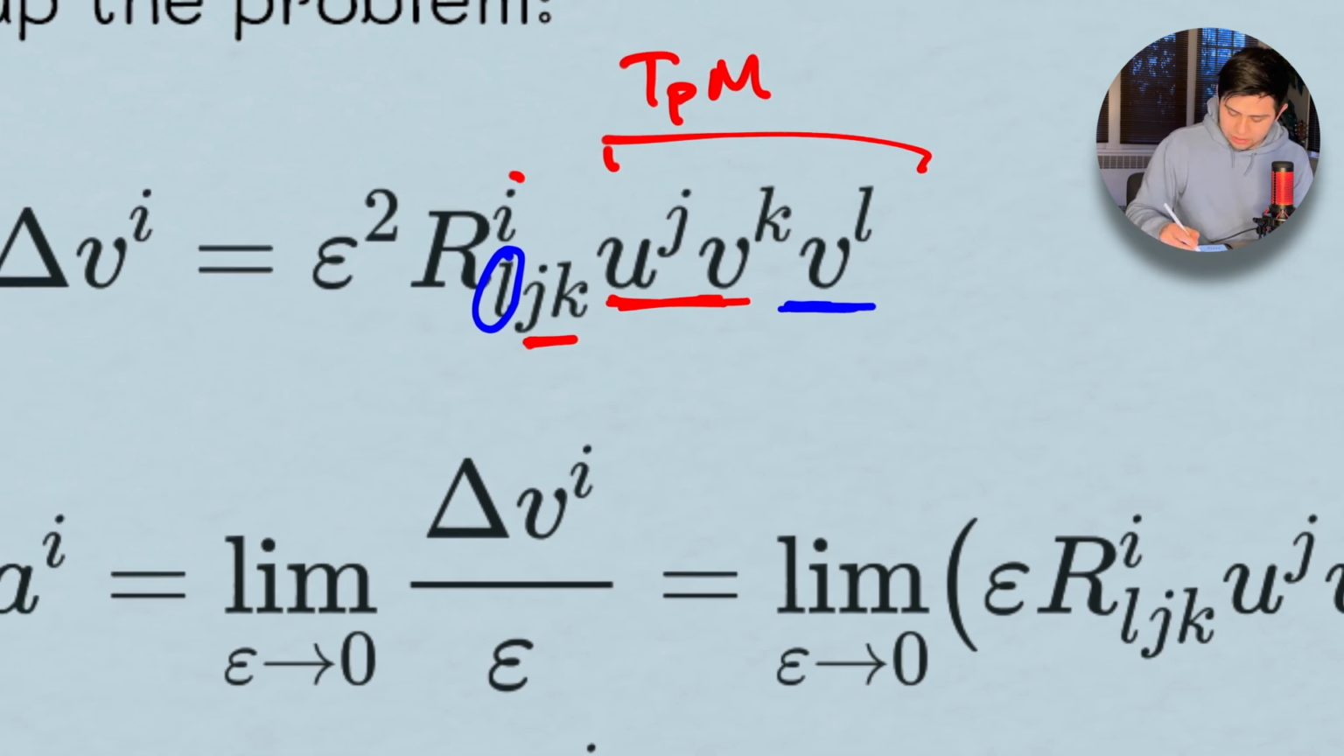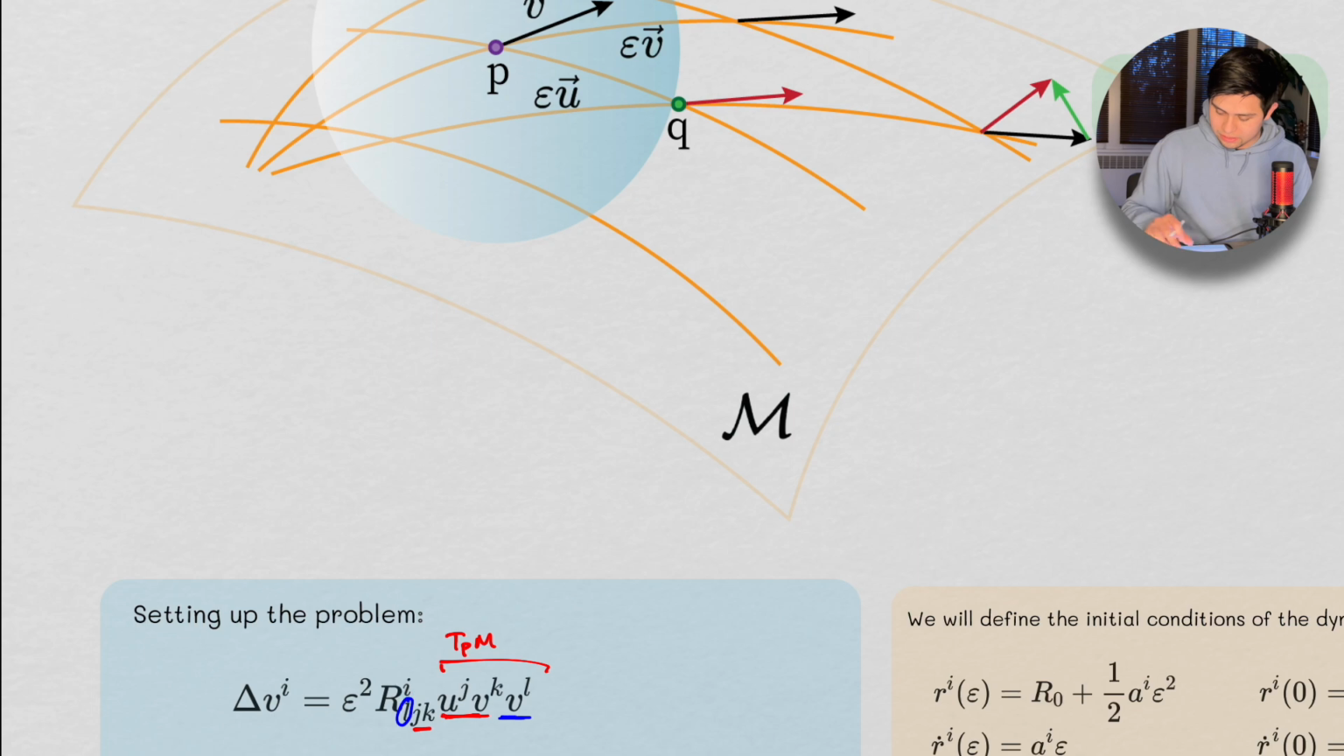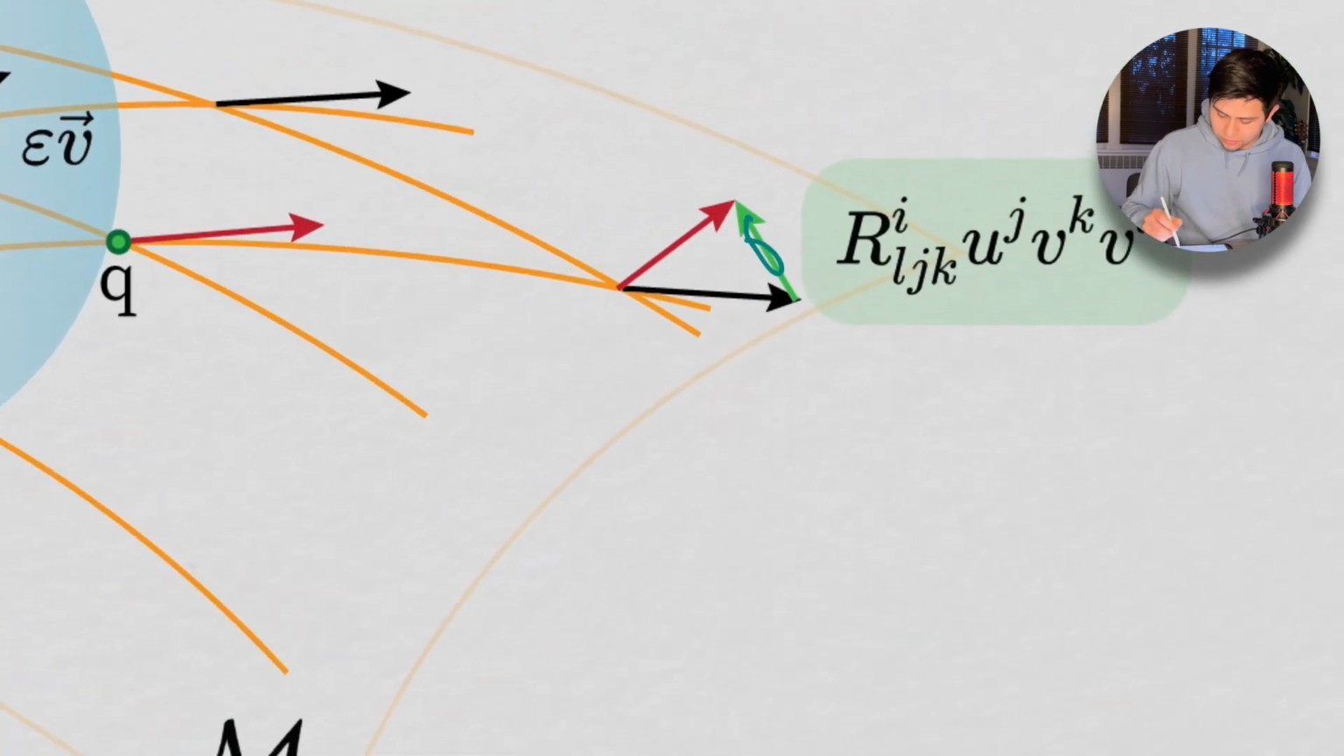And what we get out of this is a vector, because this is a contravariant vector. And that contravariant vector again is this guy right here.